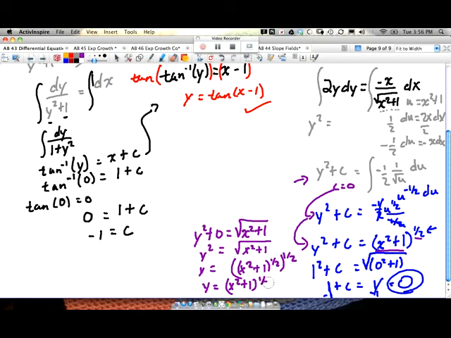You would multiply those powers. Whenever you have power to a power, you multiply the powers. There we go.